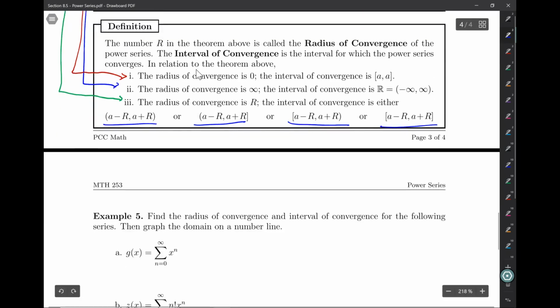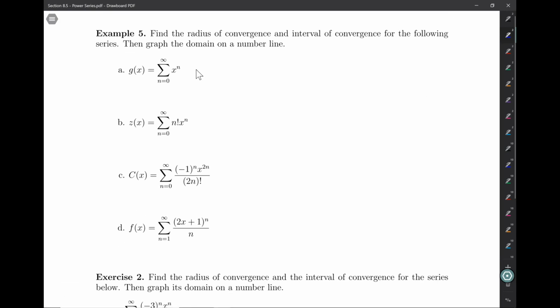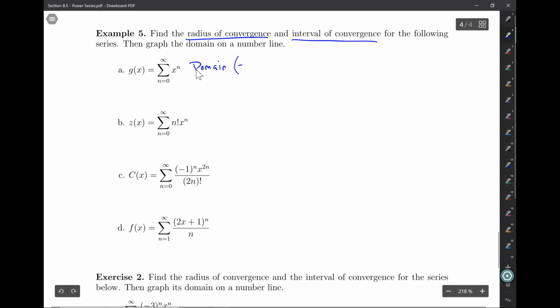So, let's revisit all of our previous examples. In example 5, I want to go back to all of the previous examples and determine what is the radius of convergence and what is the interval of convergence for the following series. And then let's graph the domain on a number line. So, for g of x, which was the sum from n equals 0 to infinity of x to the power of n, we found that this particular power series had a domain of -1 to 1.